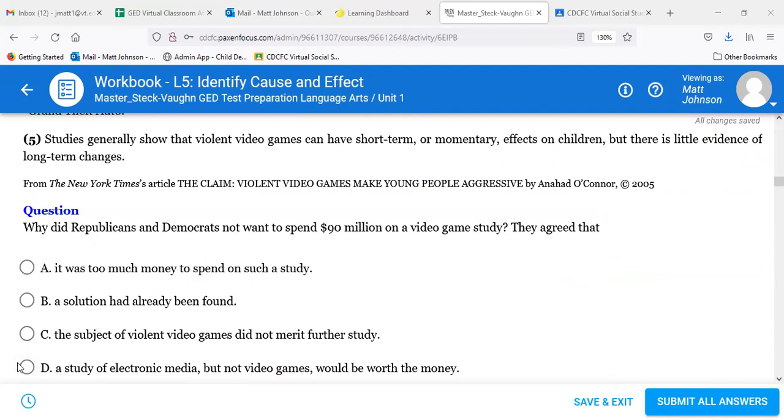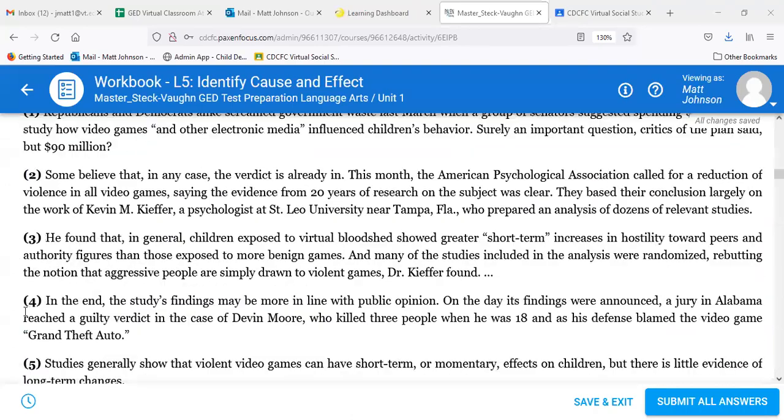So why did Republicans and Democrats not want to spend $90 million on a video game study? They agreed that A, it was too much money, B, a solution had already been found, C, the subject of violent games did not merit further study, or D, a study of electronic media. Is it B? It's A, right? Too much money to spend. Yeah, it is A.